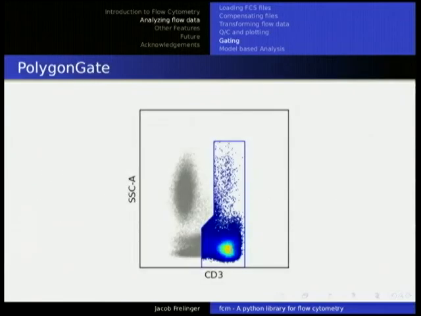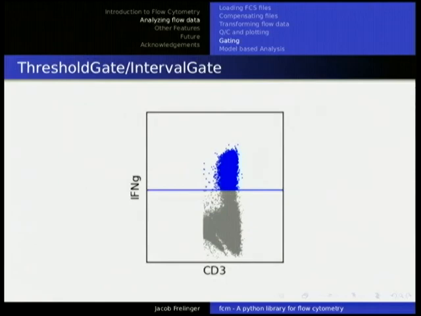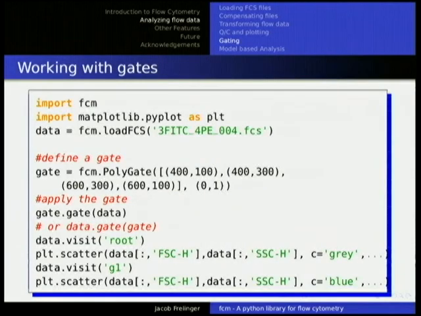And going through, as we've seen, this is representative of polygon. This is quadrant. This is a threshold. And you can define gates in FCM. I've just defined a really simple polygon gate here. It's 4 points. And then the second set is the axes to gate on. I just actually found a bug. You're supposed to be able to use the names. Again, didn't work, so I had to fix that. And then you can just apply the gate to the data object.